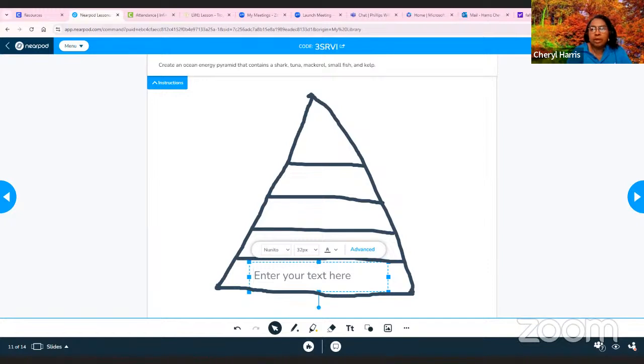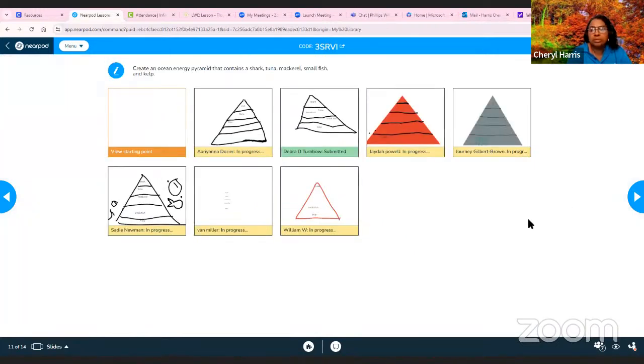All right, let me take a peek at yours. Oh, all right, Van, what happened? You got your words. I don't see the pyramid. Okay, there you go. All right, you're working on it. I got you. All right, Journey, look like you're trying to draw the organisms in there. You can just put a word. You don't have to draw, just put a word.